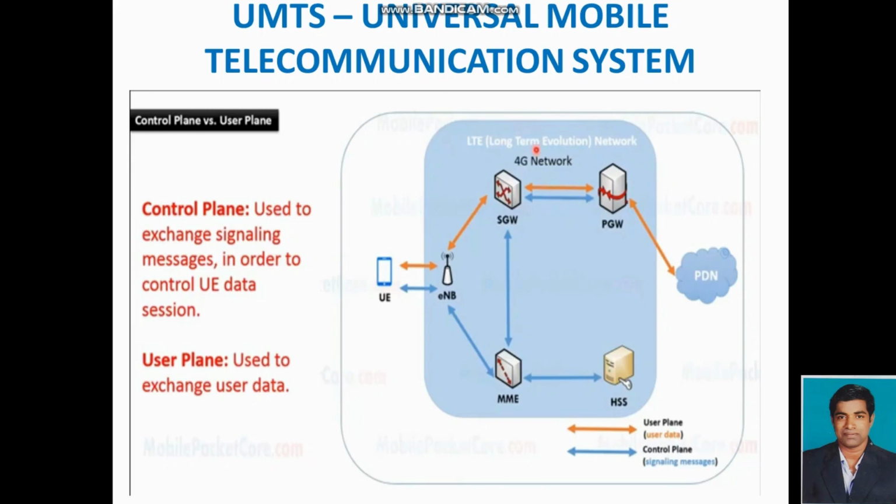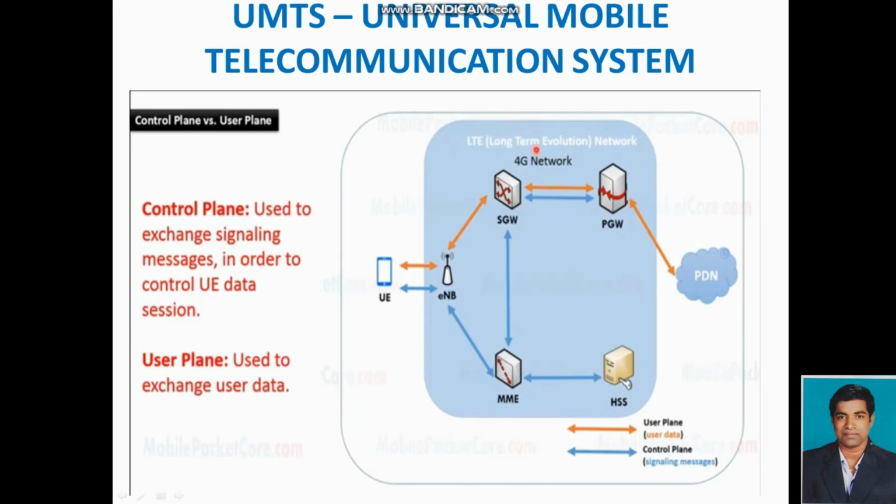In the long-term evolution network, the 4G network, there are certain components, so we are going to discuss them one by one. User equipment is a mobile device which is activated in the 4G network. The user equipment can access this 4G network by registering the subscription details of the particular user equipment with the MME.